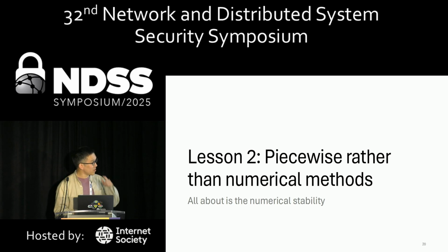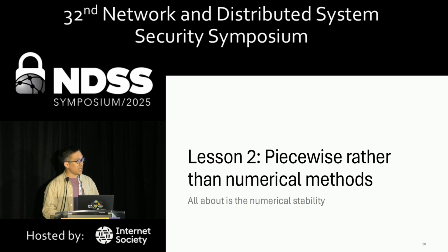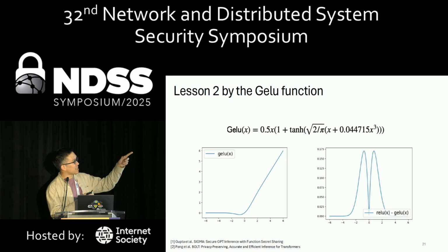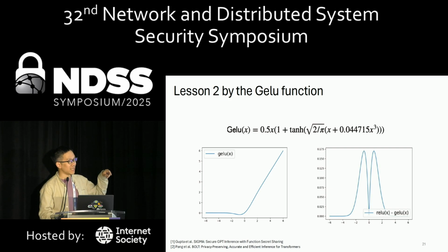And lesson 2 is we tried many numerical approximations, but we found out the simple piecewise approximation is suitable for our cases because of the numerical stability. For example, the GELU function looks kind of scary, but if you just look at the plot, it's kind of linear on the two sides, with just a little curve in a very short range over the origin. And the variance is just for easy computation.